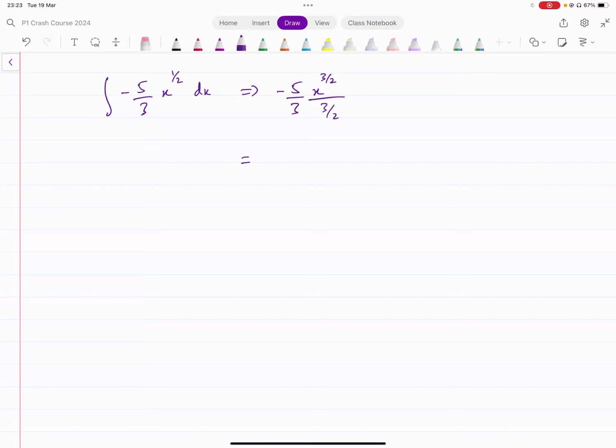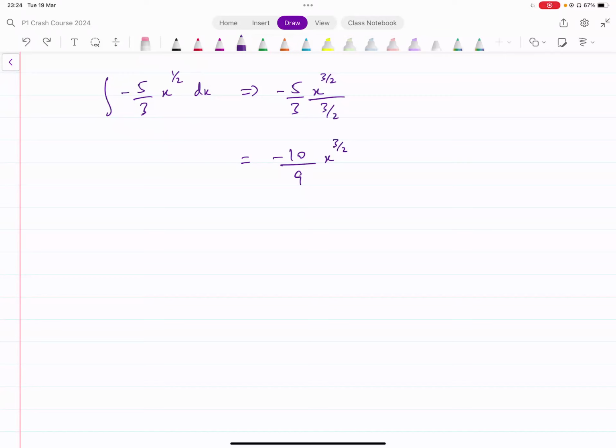How do you simplify this? There's 2 in the denominator, that's going to go to the numerator. Minus 5 multiplied by this 2. What does that become? Minus 10. And then you have this 3 and this 3 multiplying in the denominator. 3 times 3, that's 9. Minus 10 over 9 into x raised to the power 3 over 2. That's the integral of this function.